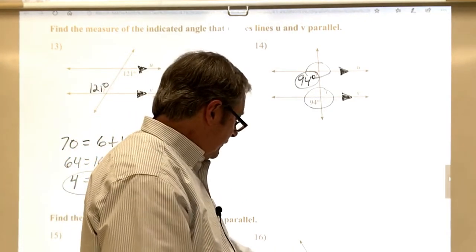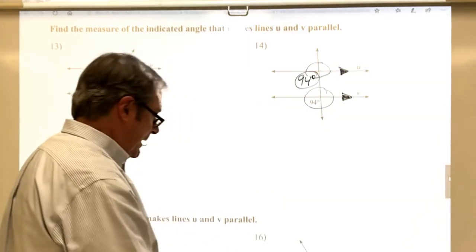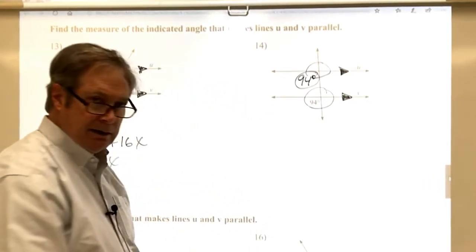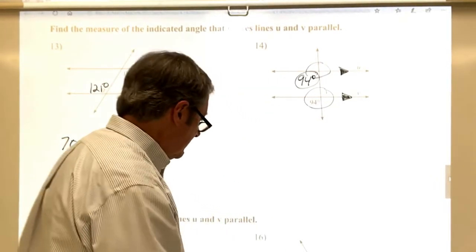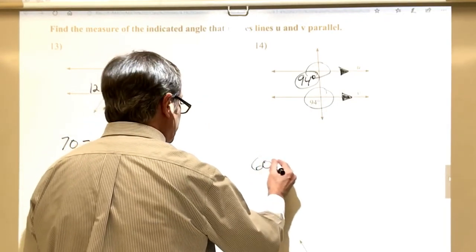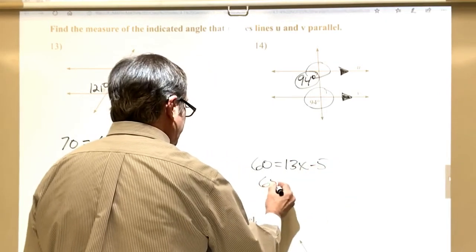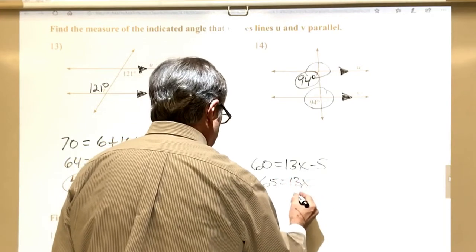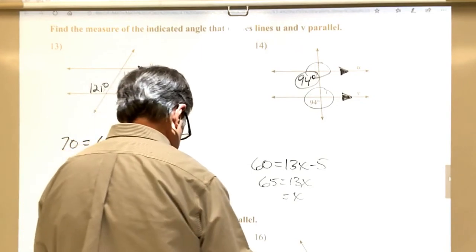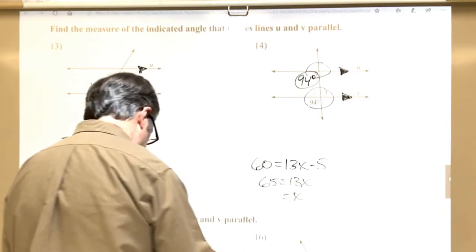All right, these two angles are in the position of what we call alternate exterior. So once again, if this is 60 degrees, since that is 60 degrees, they are congruent, therefore the lines are parallel. So let's find what value of x would turn that into 60 degrees. So we'll say 60 degrees is 13x minus 5. Add 5 to both sides and divide both sides by 13.